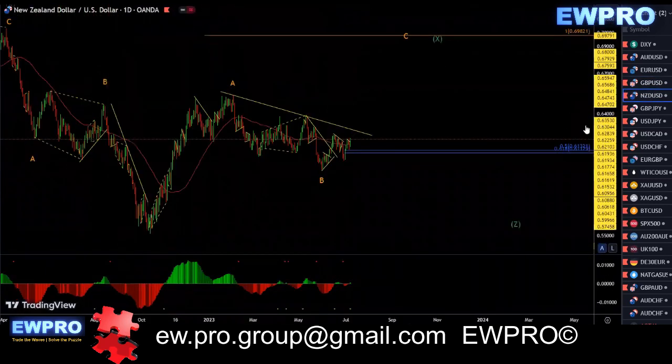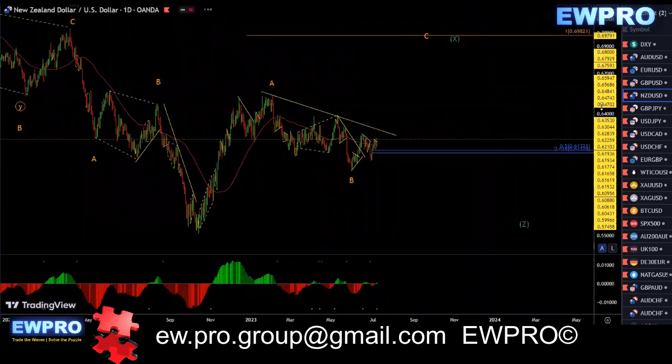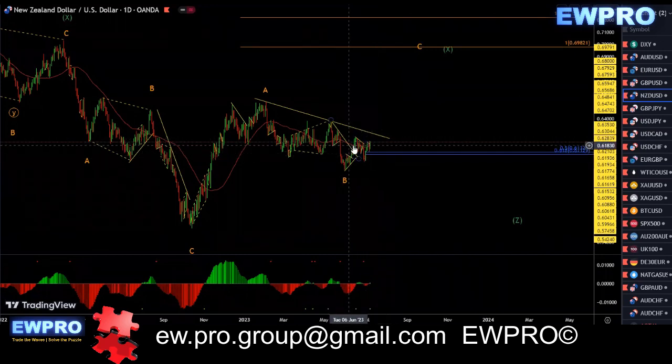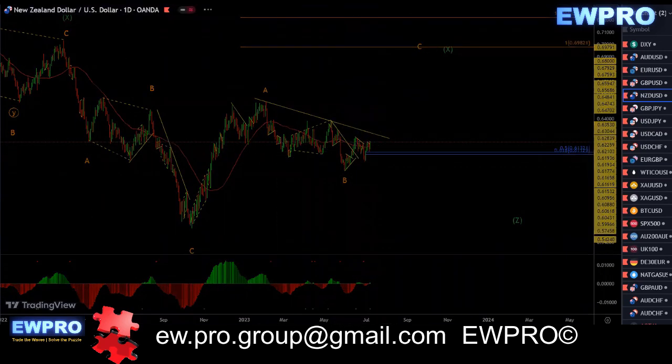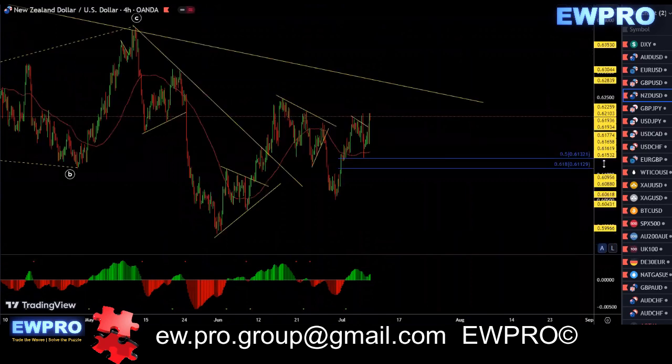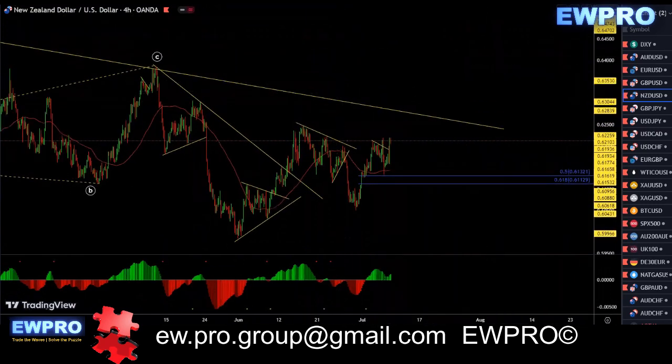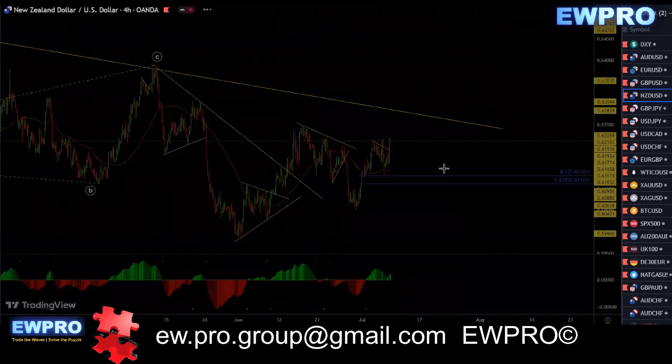NU on the daily, very similar. We're looking at that A, B, C up to the 100 fib on the daily. It's very choppy in here, so it is quite challenging to get into the trade. You can only buy it now. We got a nice impulse up, correction, and we'll be looking for more buys on the H1.